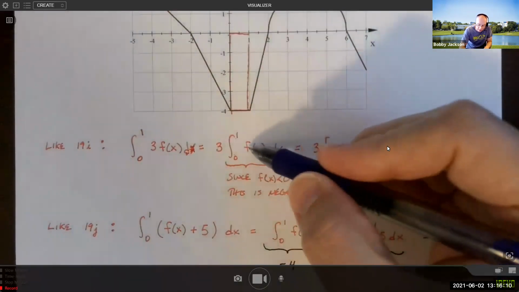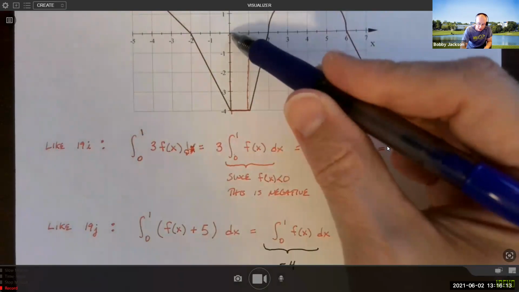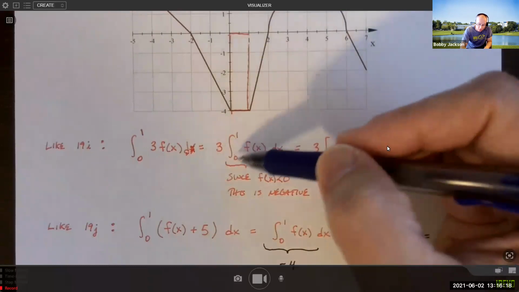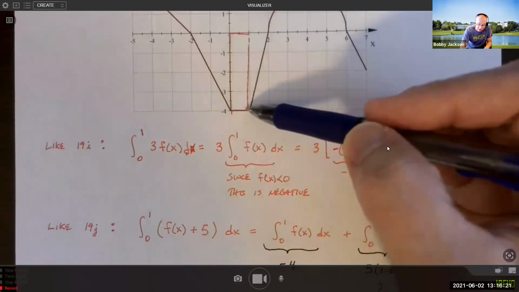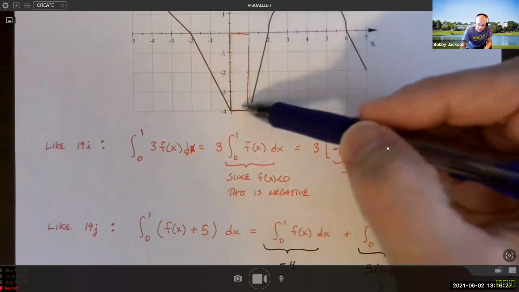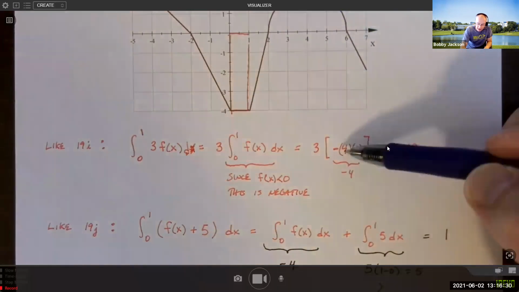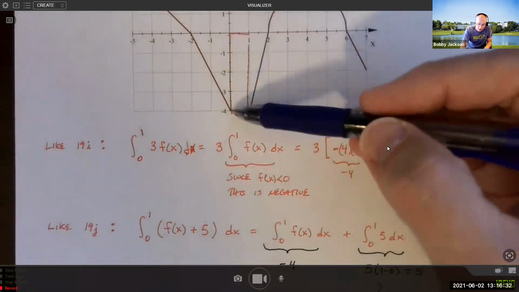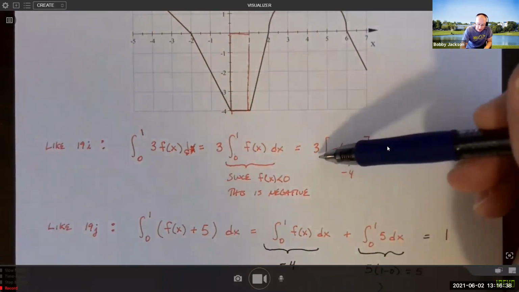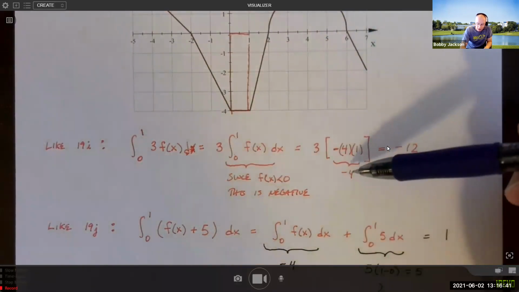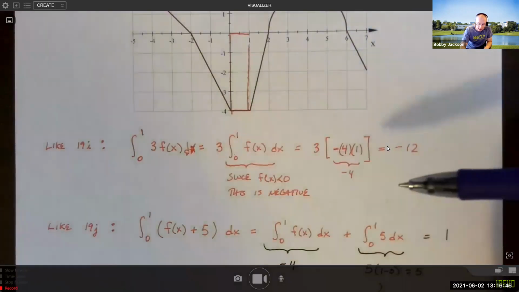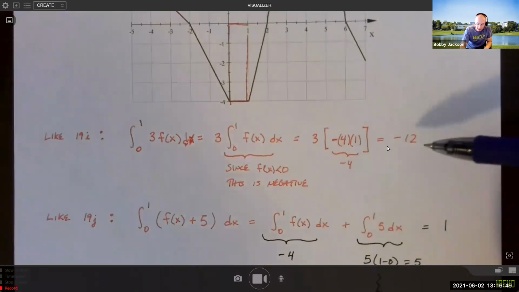But now, for the integral from 0 to 1 of f of x dx, we just use the geometric interpretation of the area to define what the integral from 0 to 1 is. Of course, from 0 to 1, our graph is below the x-axis. And so this rectangular region is going to calculate as a negative area. The height is 4. The width is 1. So -4 times 1 is -4. 3 times that integral value of -4 gives me -12. So the original integral from 0 to 1 of 3 times f of x dx is -12.